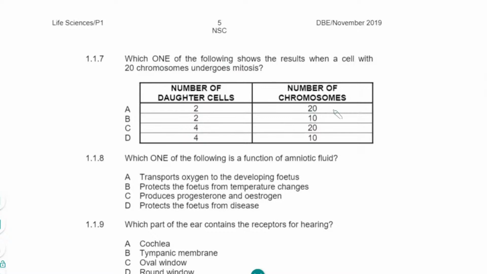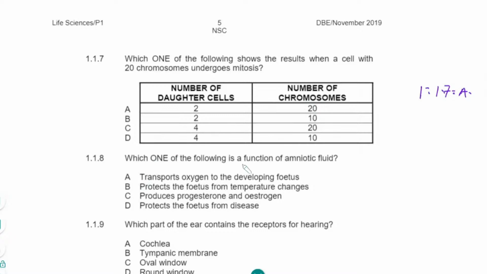Remember, mitosis results in the maintenance of chromosome number, and meiosis results in half the chromosome number. I started with the 20, I ended with the 20. I started with the 20, I ended with the 10. So this is a habit of meiosis, and this is the habit of mitosis, because the chromosome number must be maintained. So the correct answer becomes A. So it means that 1.1.7 is going to be A.